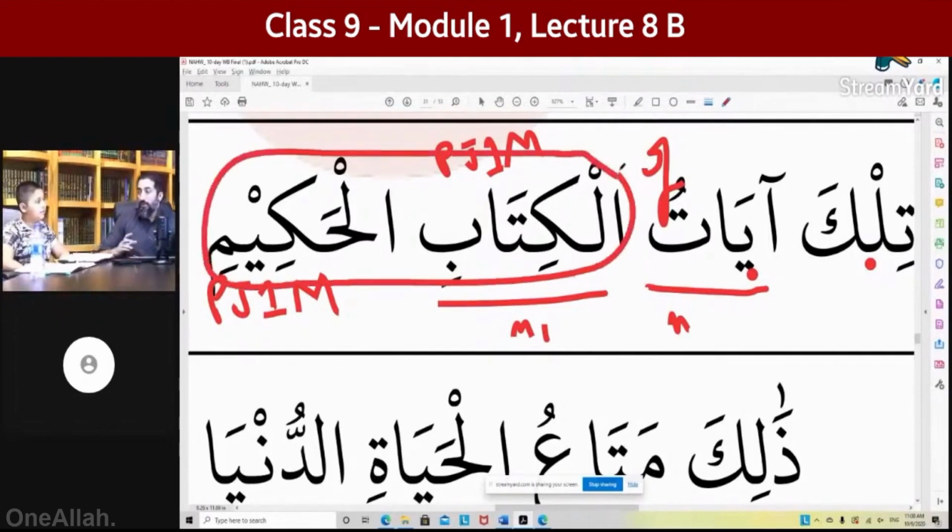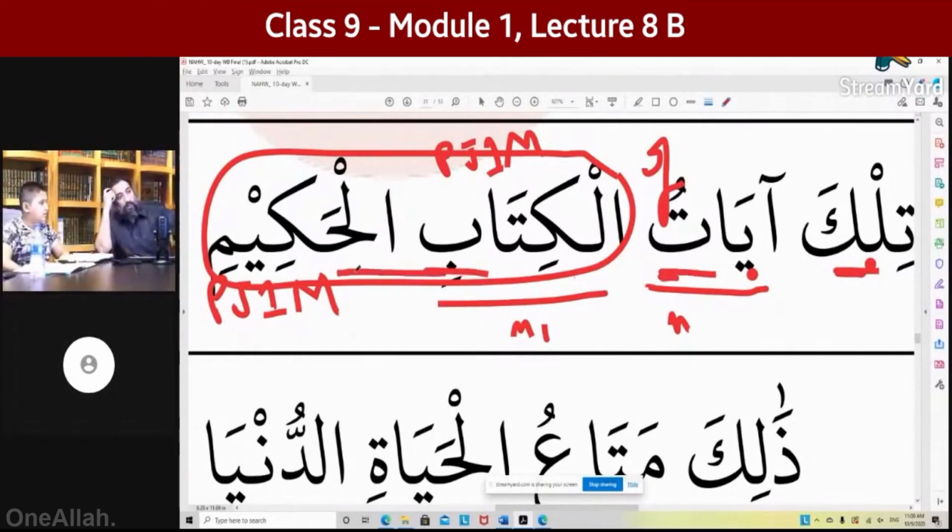When they have the same four properties, the first one becomes the noun, mawsuf, and the second one becomes the adjective. Al-hakim means wise. Al-kitab al-hakim means the wise book. Those are the signs of the wise book.